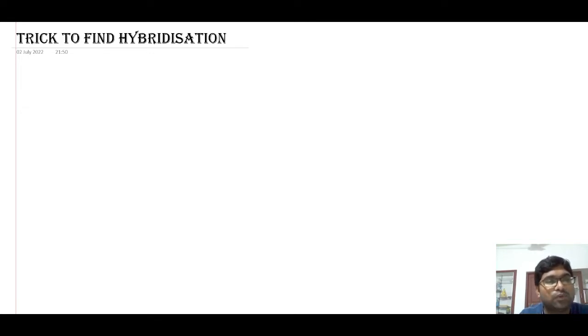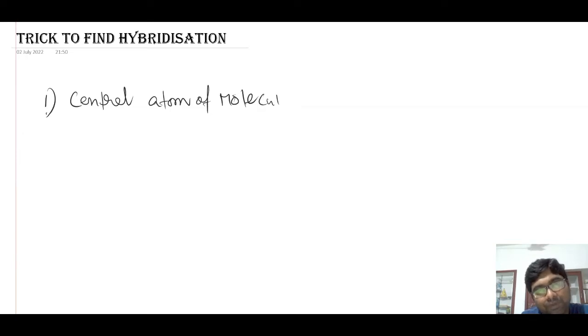For this we need to know 4 points. So what are the 4 points we need to know here? First, after being given a molecule, we need to find the central atom of the molecule. Second thing is to find the valence electrons in the central atom.